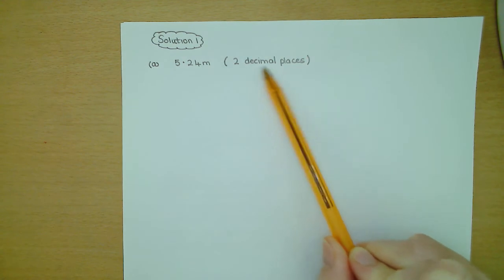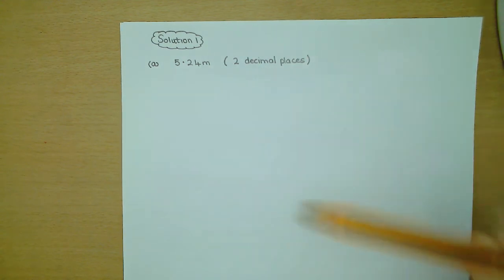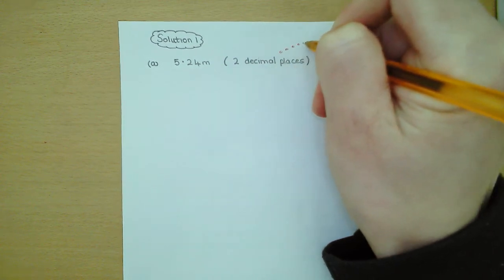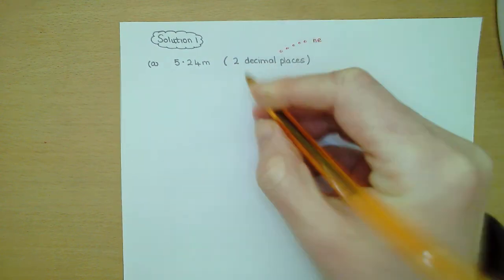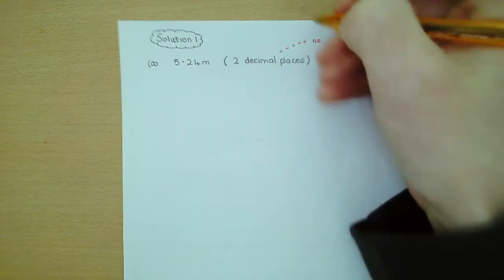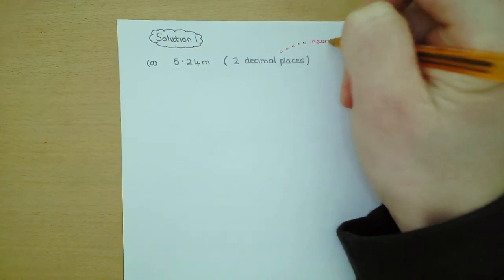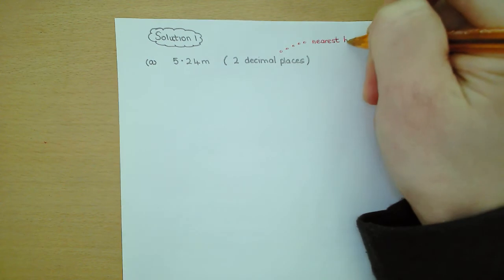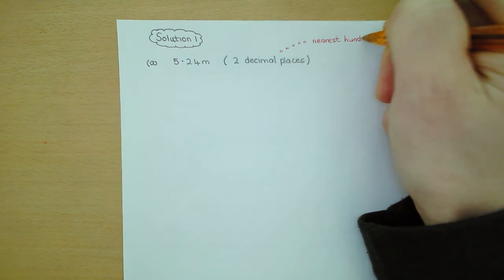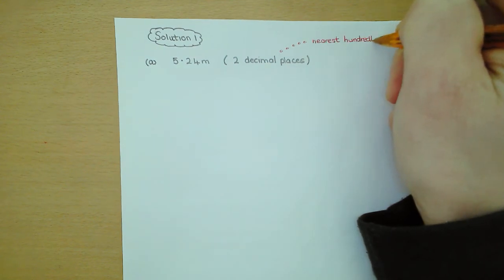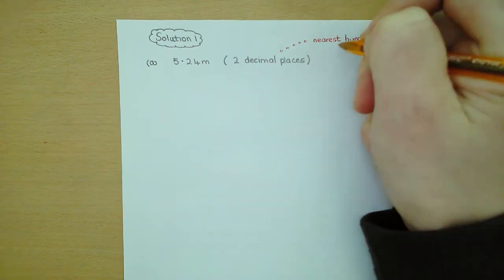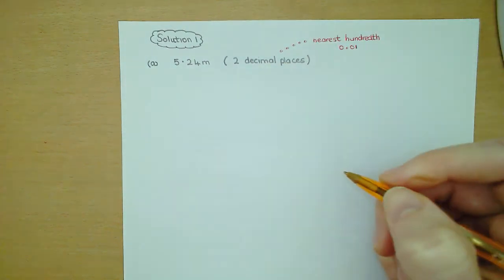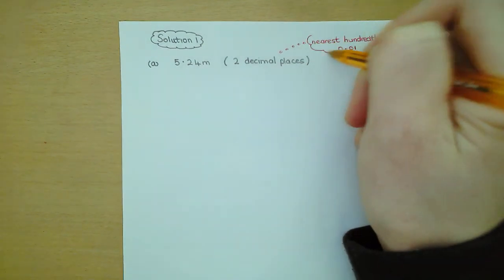Now the rounding is to 2 decimal places. So 2 decimal places means to the nearest hundredth, remember. The second decimal place is the hundredths column. So it's to the nearest hundredth. In other words, 0.01, the nearest 100th. So that's important.